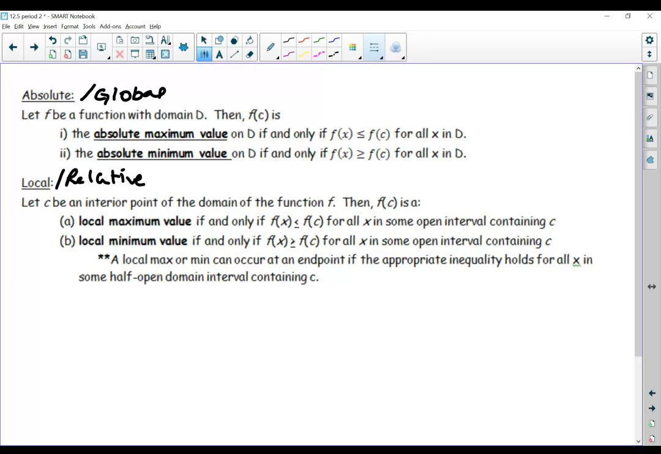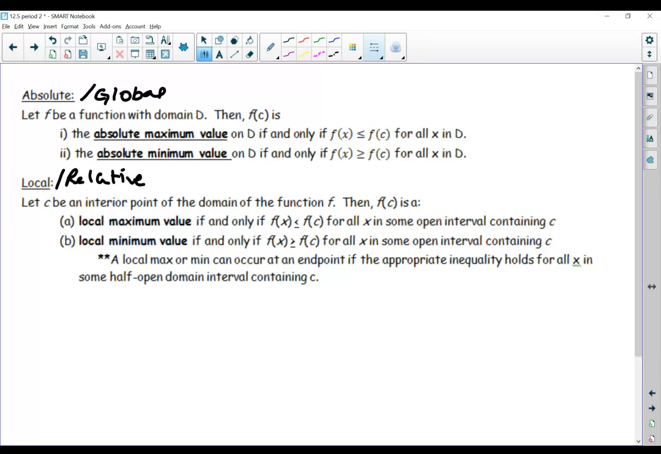So, absolute, or what we call global, maxes and mins. If f is a function with a domain D, then we can say f of c is the absolute maximum value on D if and only if f of x is less than or equal to f of c for all x in D. What does that mean in English? That's saying that a function has an absolute maximum value or height on that domain if and only if all the other points of the function in that domain are less than or equal to that value.